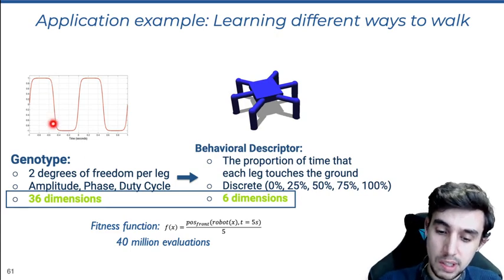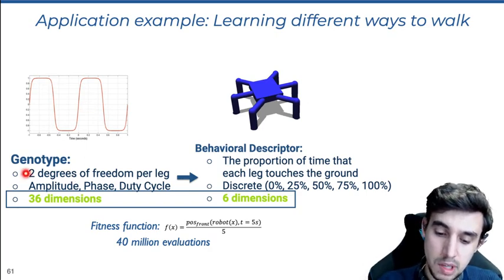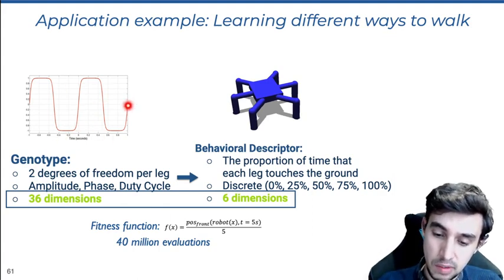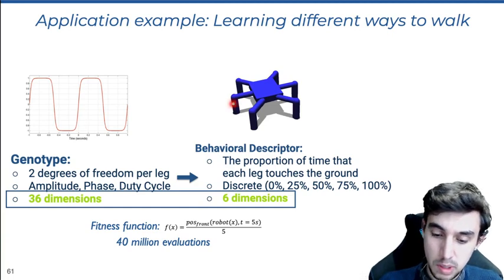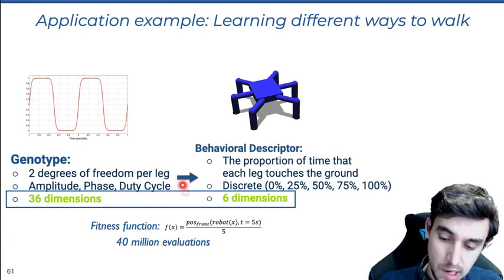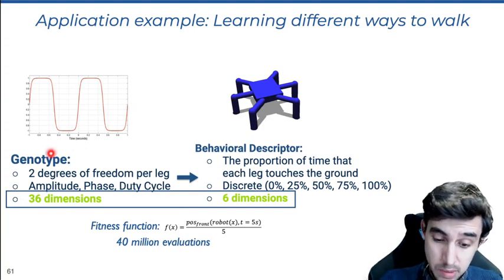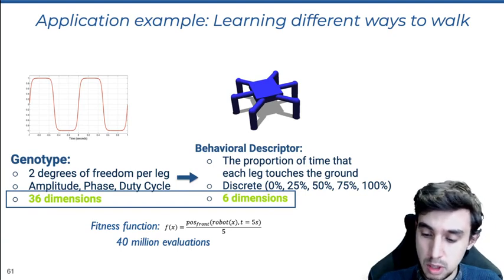Every joint can be controlled with a sine wave that is parameterized according to the amplitude, the phase, and the duty cycle. Every joint is controlled by this kind of sine wave. So we have 12 degrees of freedom times 3 parameters, so 36 dimensions. That's the genotype: a search space of 36 real-valued parameters.